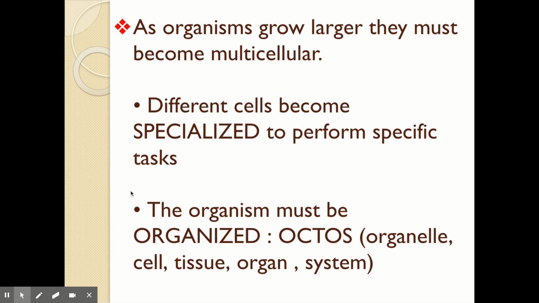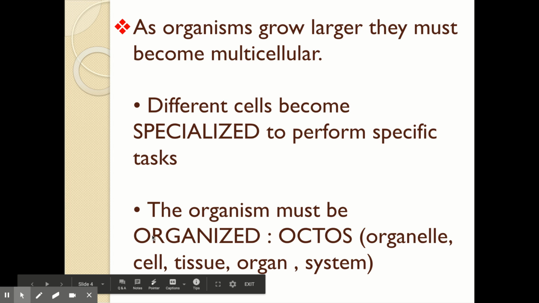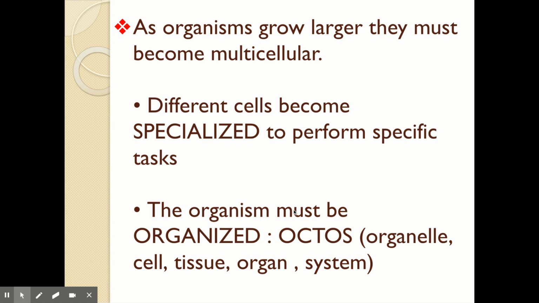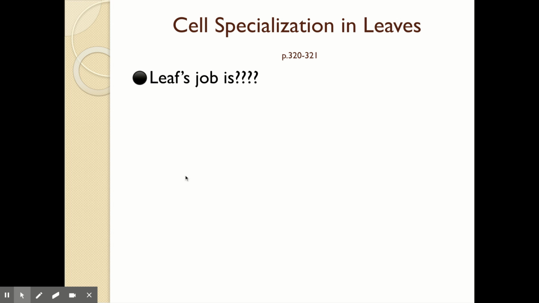The organism actually must be organized within itself. So you have organelles, then cell, tissue, organ, then system. Even if you think about how the human body works, we have red blood cells. They then have cardiac muscle tissue. The organ would be your heart, and the system is your circulatory system. So those all connect and are actually organized. So we're going to look at plants specifically.